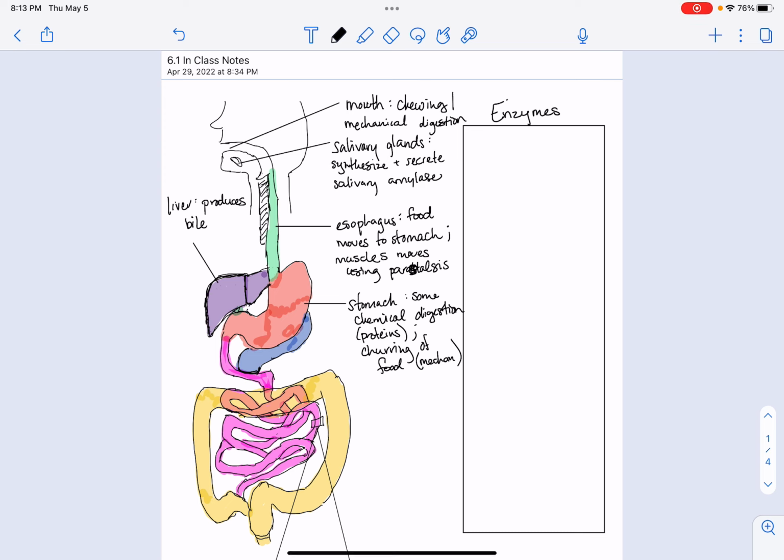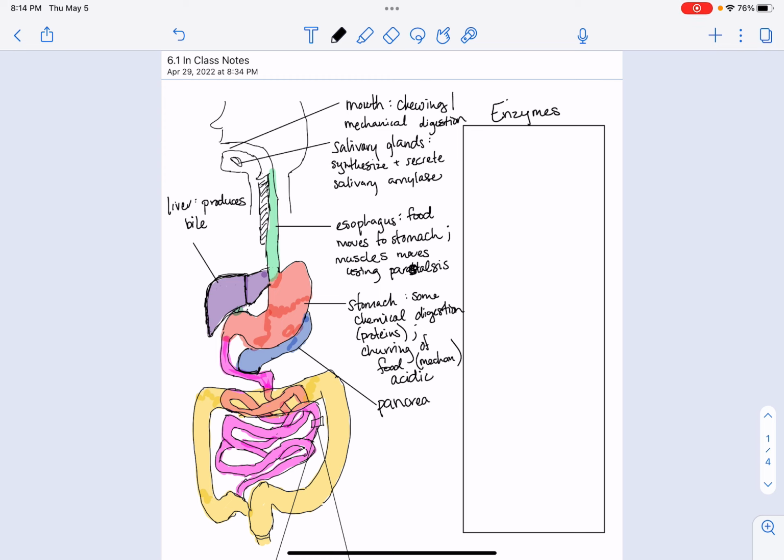In terms of acidity, would you say the stomach is acidic, basic, neutral? It is acidic. The stomach is very acidic. It's got juices that, again, help with digestion. And then we have this little purple guy. Very important. I'm going to draw a line. This is our pancreas. Very good.